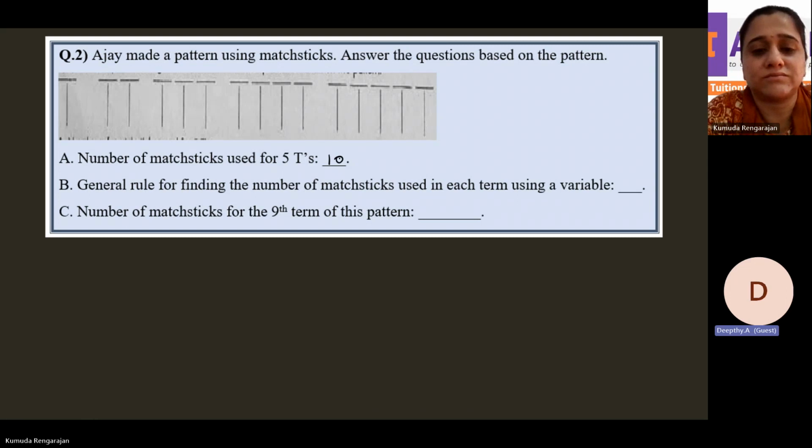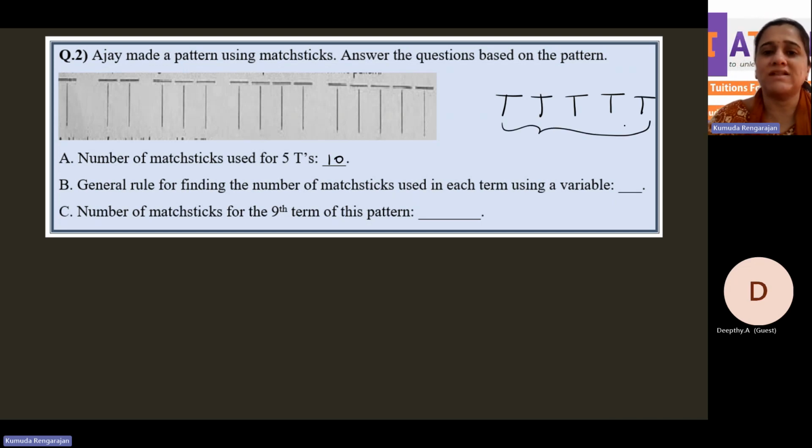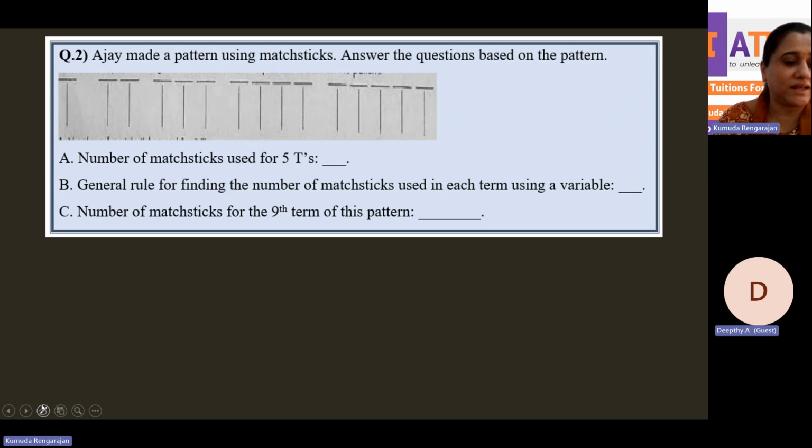Ma'am, the rule for that will be 5T. No. We're not talking about the rule now. The first question is the number of matchsticks for 5 T's. 5T is not the question. The question is the number of matchsticks that will be used to make 5 T's. This is 1 T, second T, third T, fourth T, fifth T. These are 5 T's. How many matchsticks will be used to make 5 T's is the question. 2 into 5, 10 matchsticks.